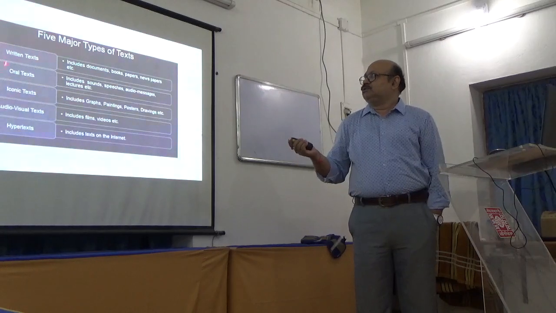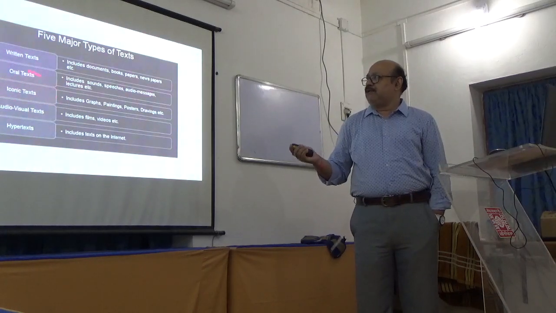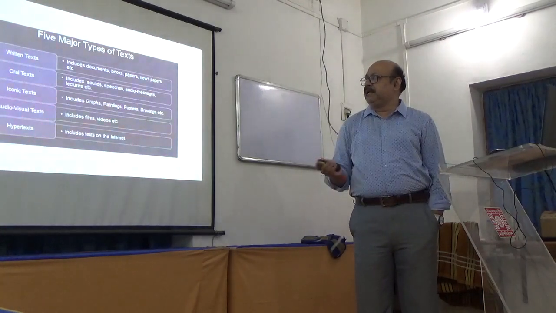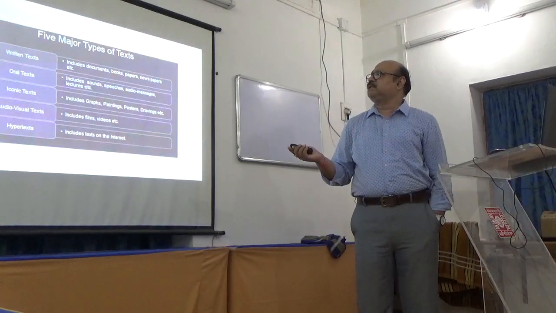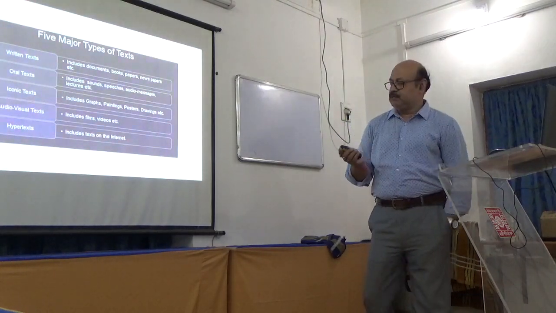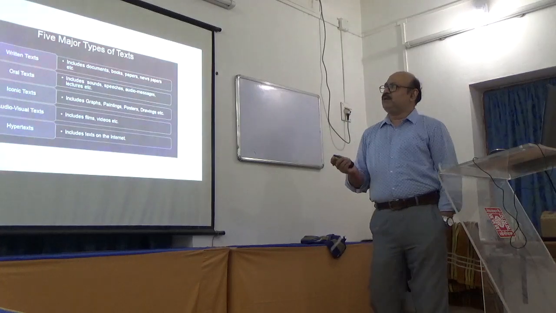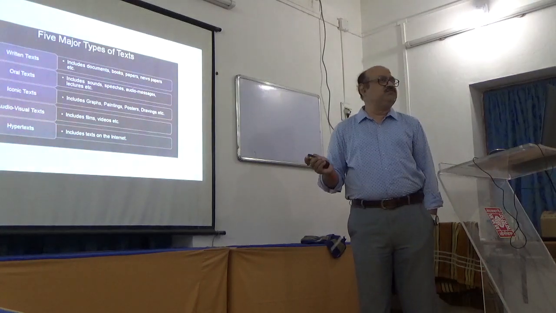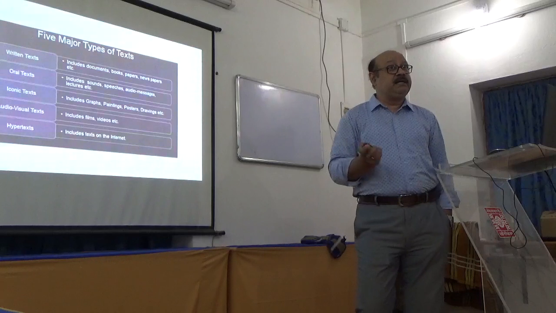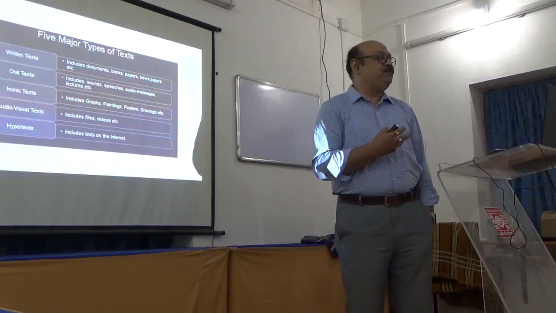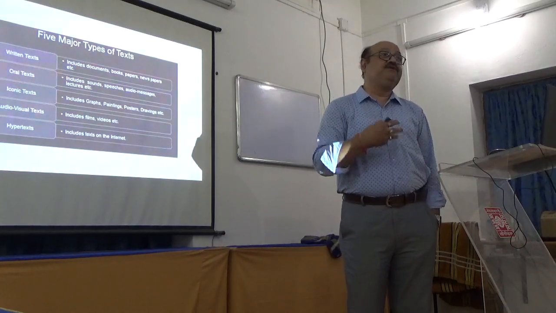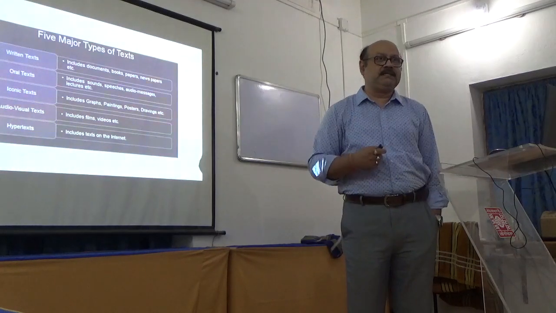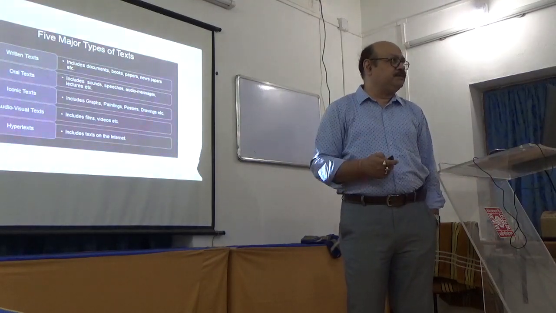So, written, oral, graphical, audiovisual, hypertext. These are the five major kinds of text that are used for content analysis. Why is numerical data not put up here? Because numerical data is not used for any content analysis. Because with the help of numerical data, you are going for inferential statistics or inferential treatment.